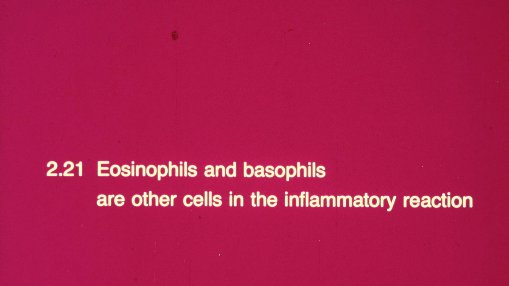Other cells that may be present in the inflammatory reaction include the eosinophils, which are part of the granulocytic series and are seen primarily in allergic inflammatory reactions and in parasitic infections. Basophils are also of the granulocytic series, and these are occasionally seen.